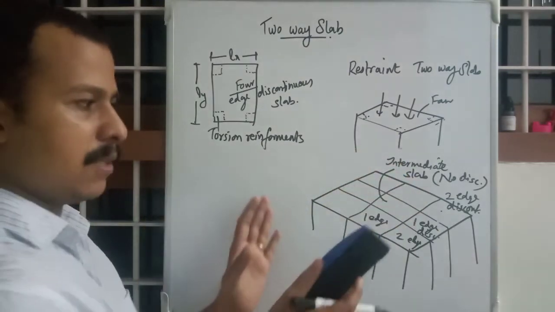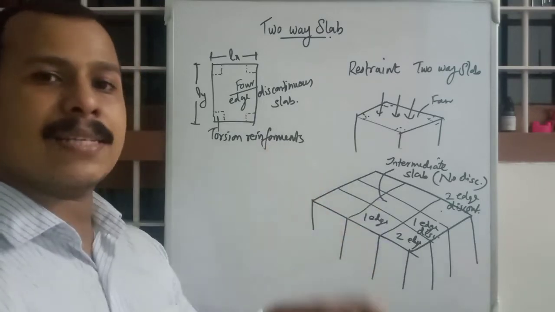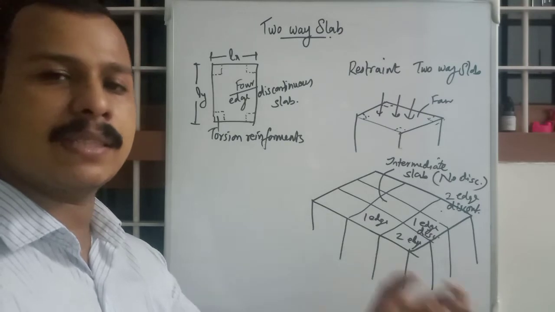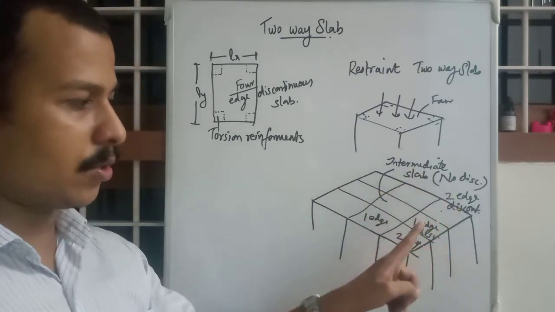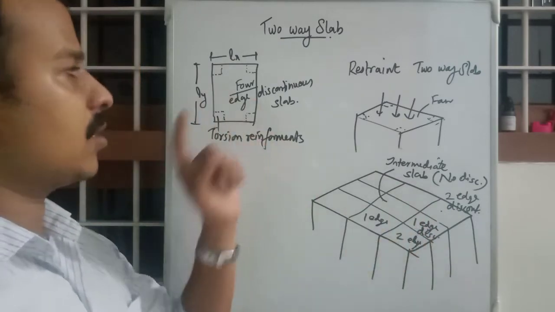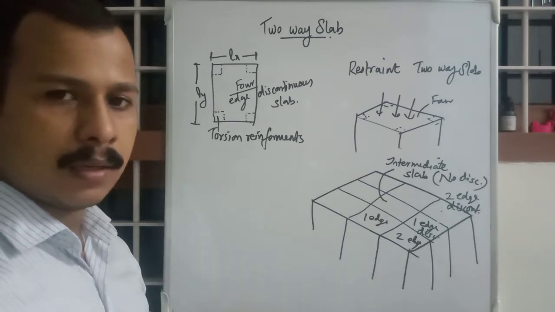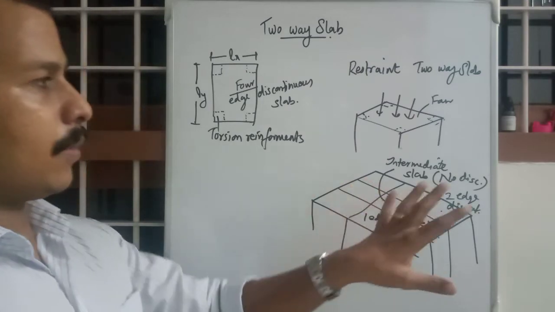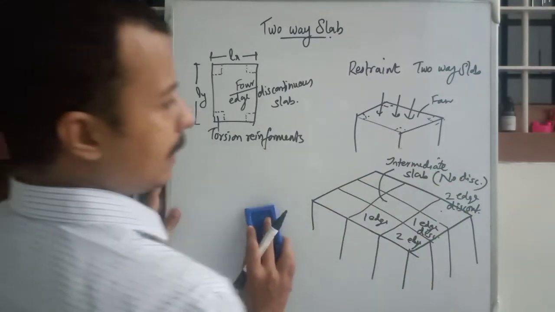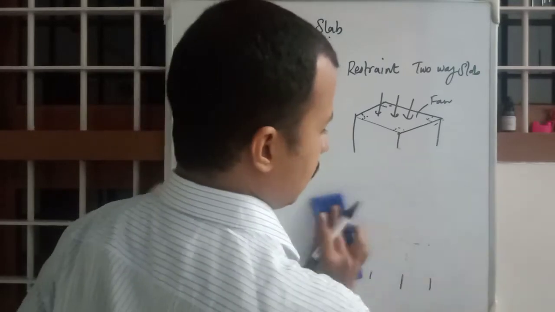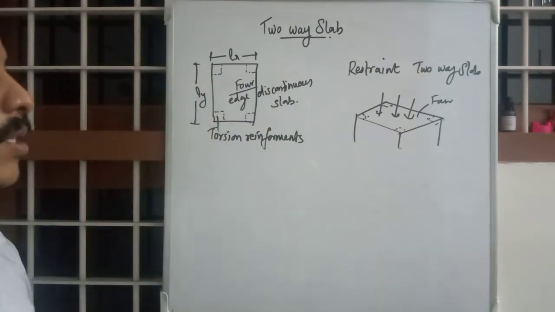The relevance of this naming is that you should be able to follow the naming in the IS code also. The IS code will be giving some values with respect to these namings. Intermediate, 2-edge discontinuous, 1-edge discontinuous, 4-edge discontinuous, etc. Sometimes 3-edge discontinuous can also come into being. So this is the scenario. Simply saying, if we are considering only a singular slab, this is a 4-edge discontinuous slab.